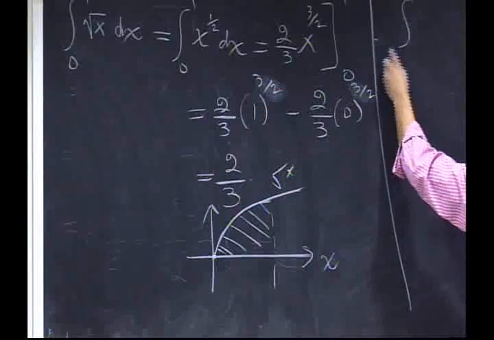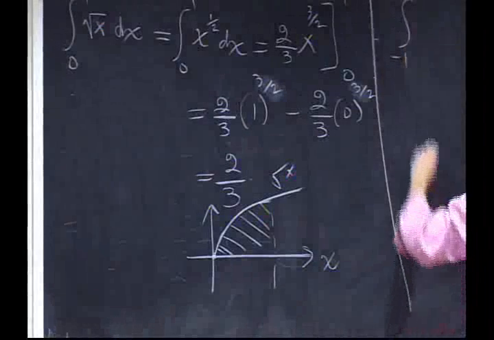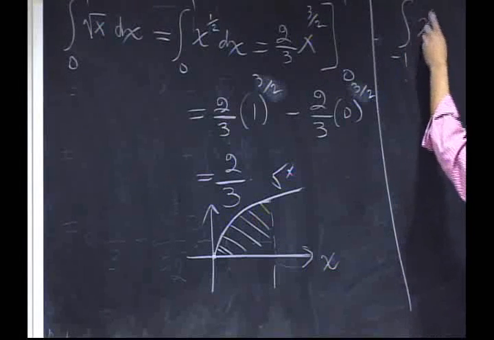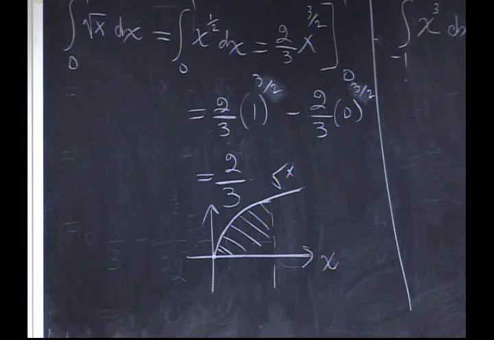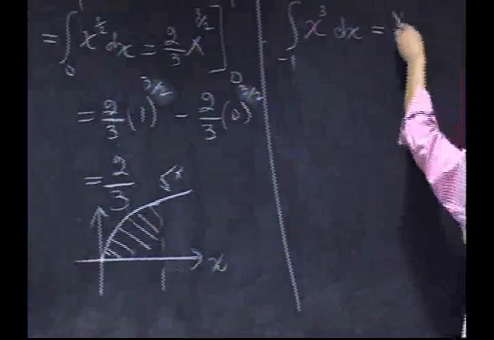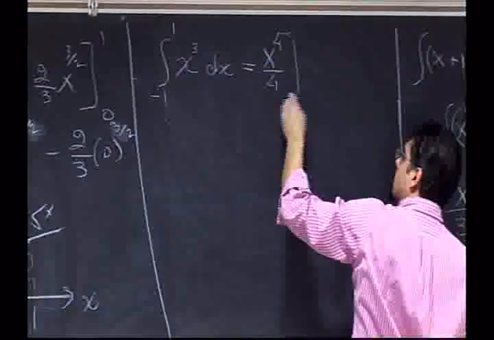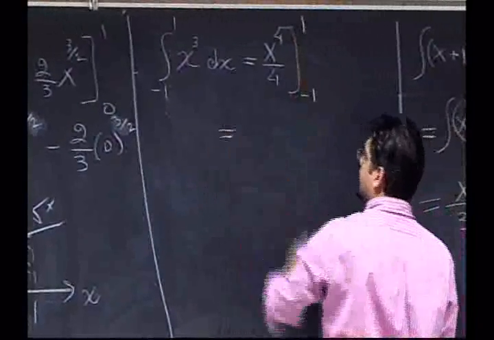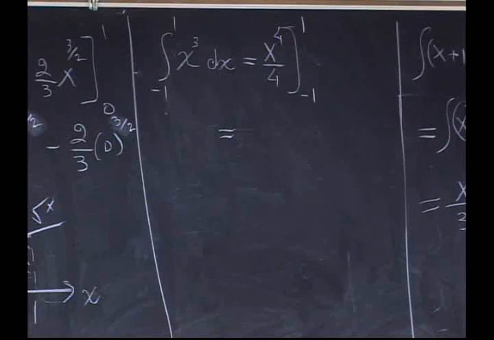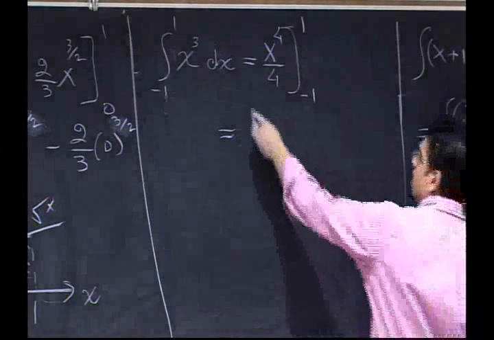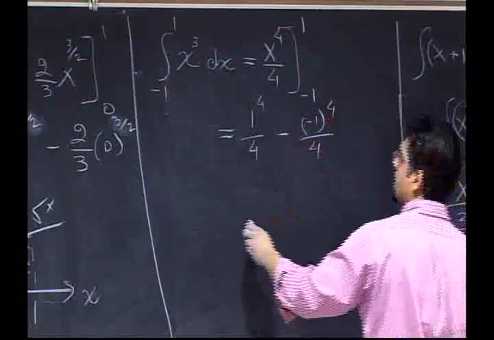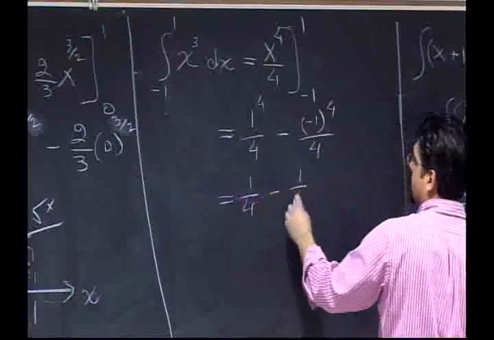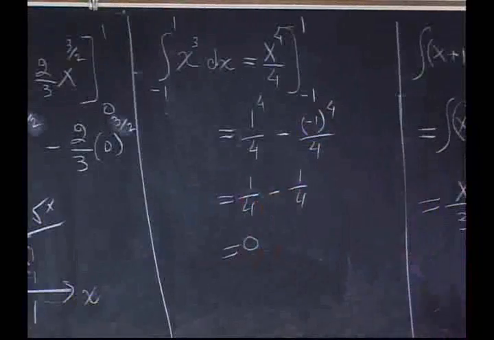So the integral from -1 to 1 of x cubed dx. Okay, so take an antiderivative of x cubed. That would be 1 to the 4th over 4 minus (-1) to the 4th over 4. So that's a quarter minus a quarter, which is 0.